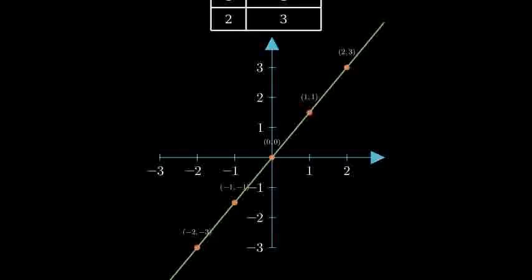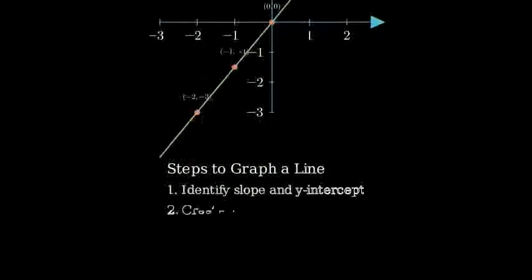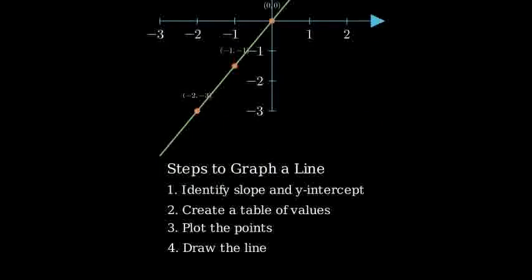This line represents the graph of the equation, y equals 3/2 times x. We can now see that the line matches our expectations. It has a slope of 3/2 and crosses the y-axis at 0. This concludes the graphing of y equals 3/2 times x using a table of values.